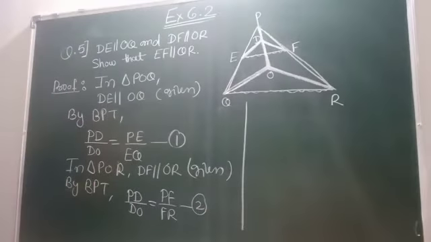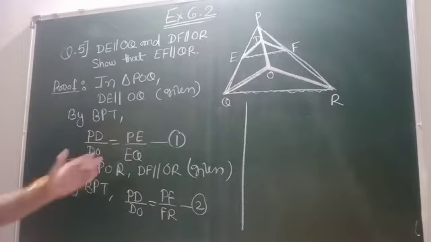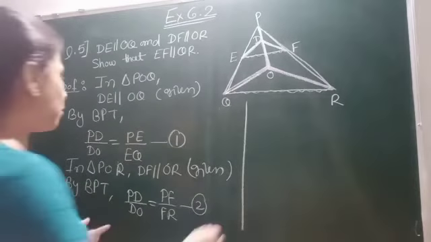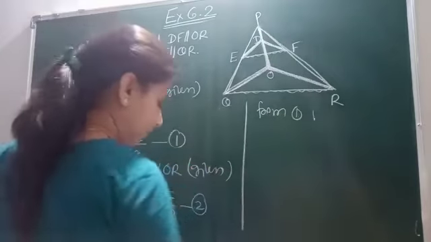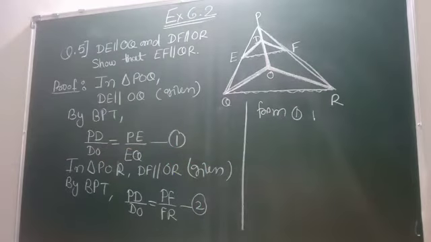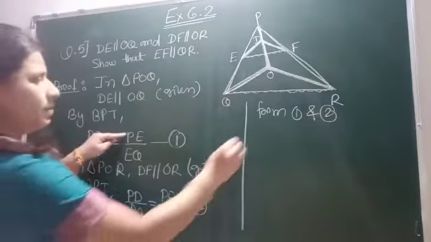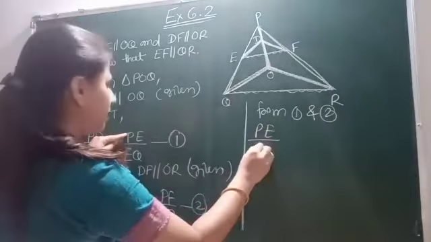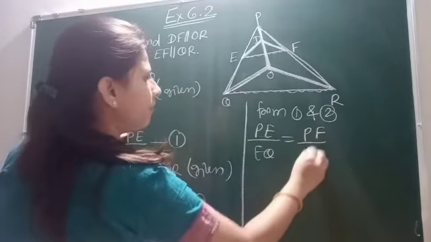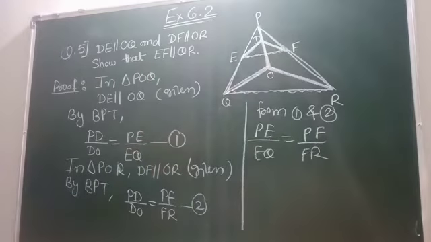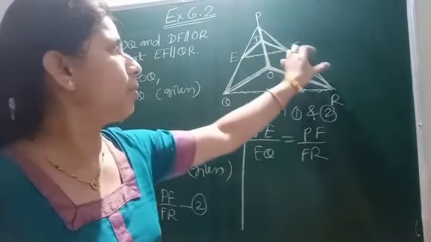As you can see in this equation number 1 and 2, their left hand sides are equal. So obviously their right hand sides will also equal. So from 1 and 2, what we will get? We will get PE upon EQ equals to PF upon FR. Okay, student? Let's see, PE upon EQ equals to PF upon FR.